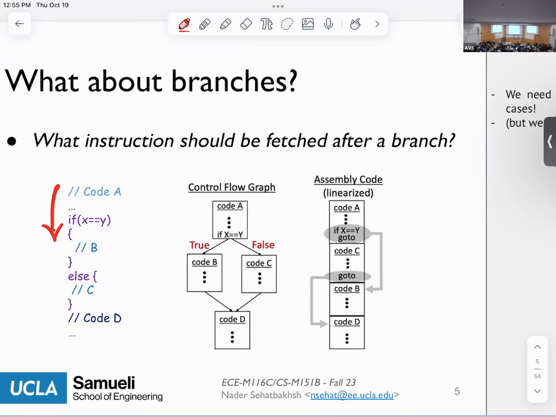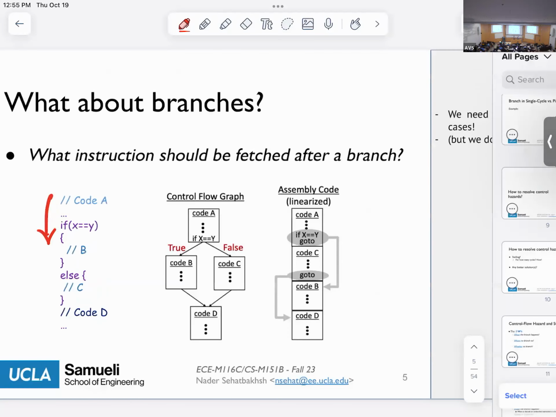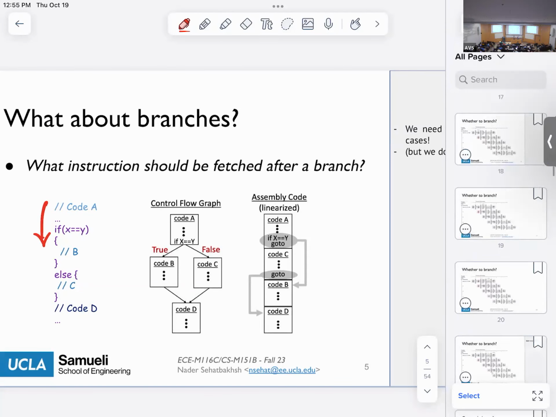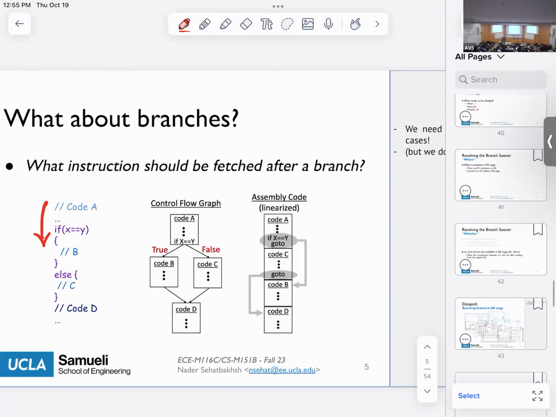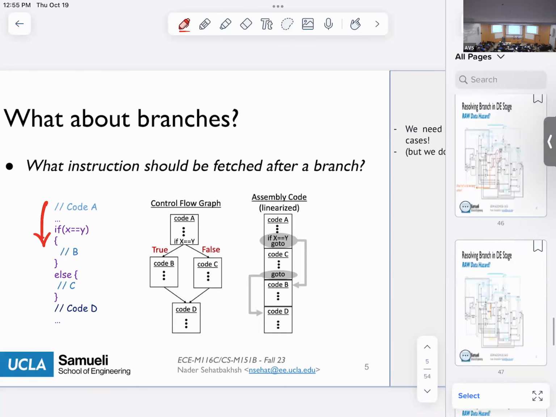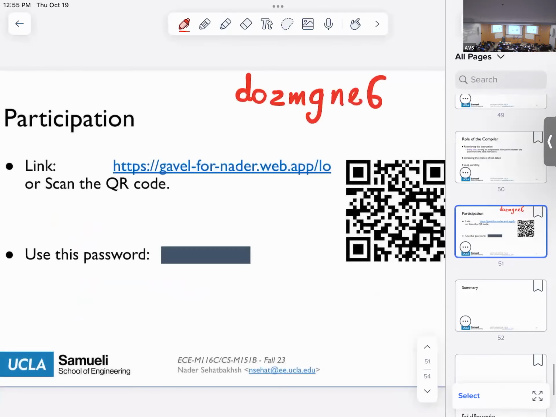Yeah. Oh, you missed the code part. Good.